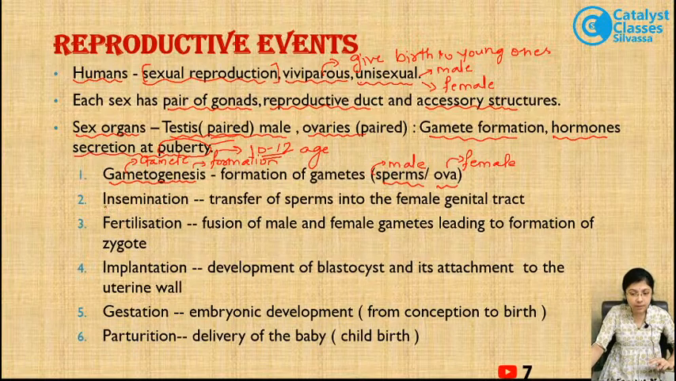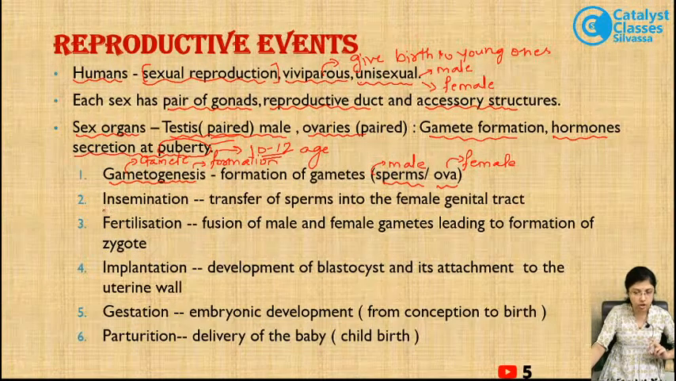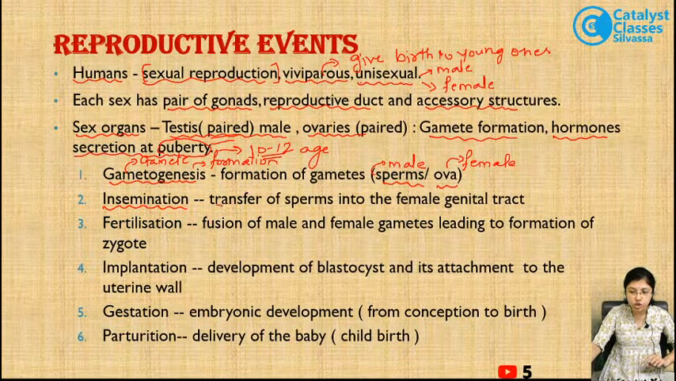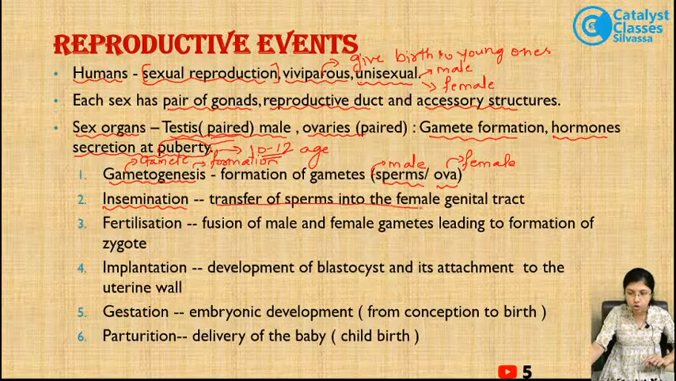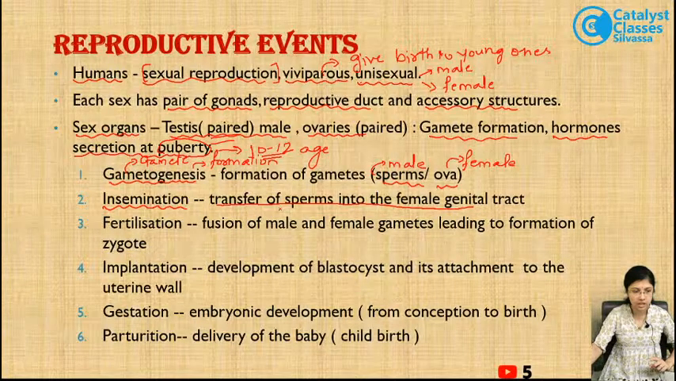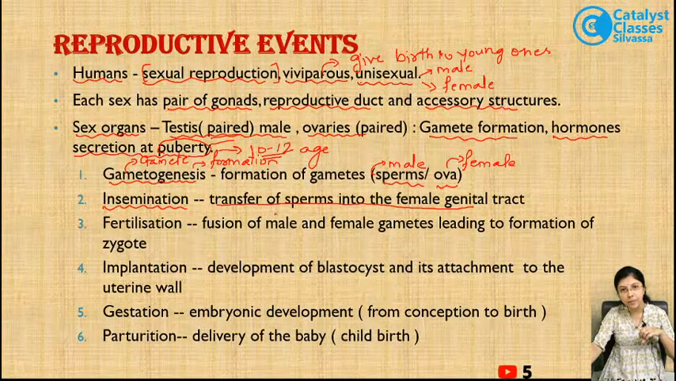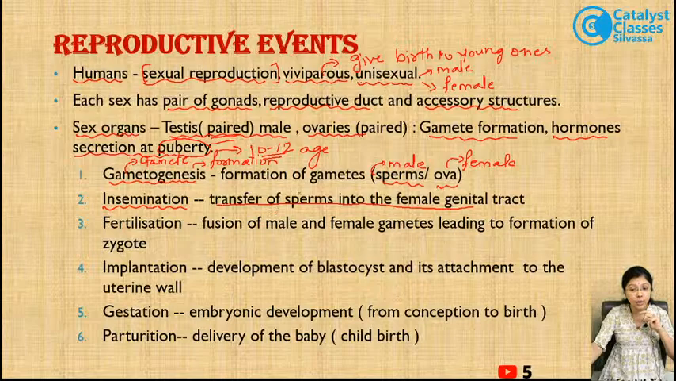So the second process involved in the reproduction is insemination, and insemination means the transfer of the sperms into the female genital tract. This process will be termed as insemination, where the sperms from the male body are being transferred into the female genital tract. The second reproductive event.